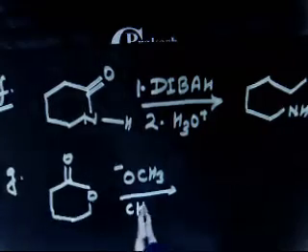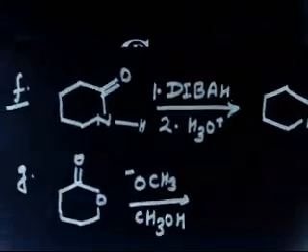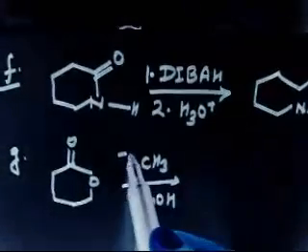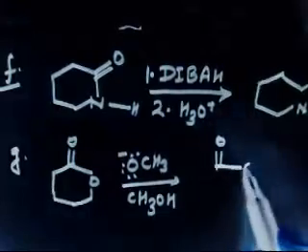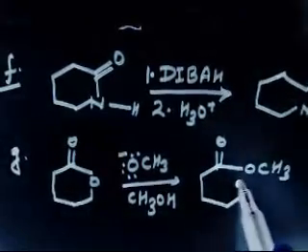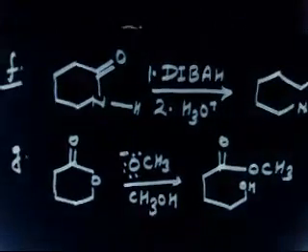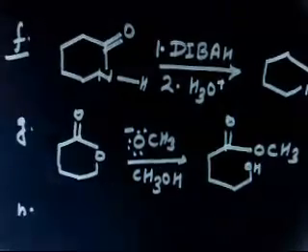So this is done in CH3OH solvent. So you will have this OCH3 minus basically attacking on this carbon, and here you will have OCH3 attached, and this side you will have OH. Are you getting? Simple.